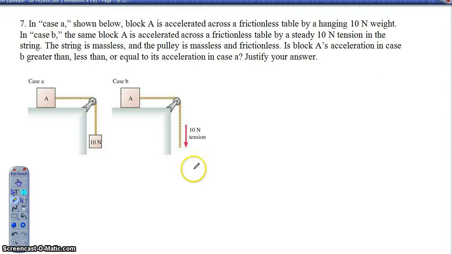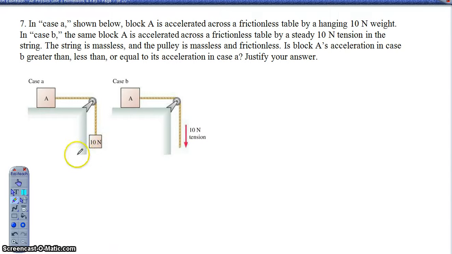Hopefully question 7 wasn't too tricky either. However, this one maybe is a little bit counterintuitive, right? Because at first glance you think, well, I've got a 10 Newton weight over here and I've got a 10 Newton force, so they're both going to accelerate at the same rate. However, that's not the case.